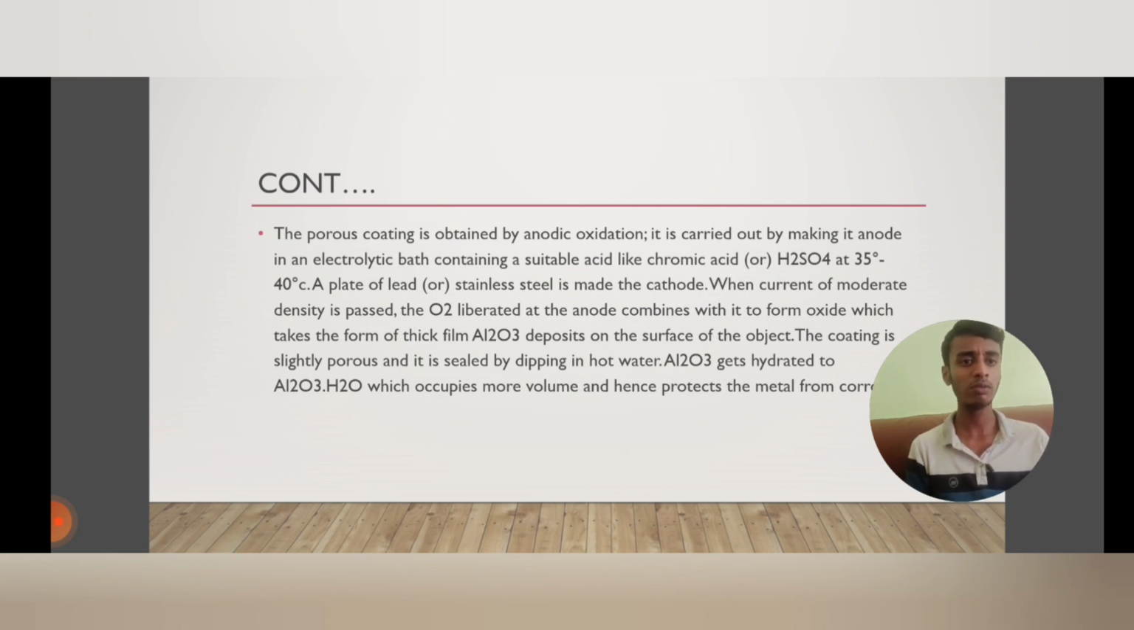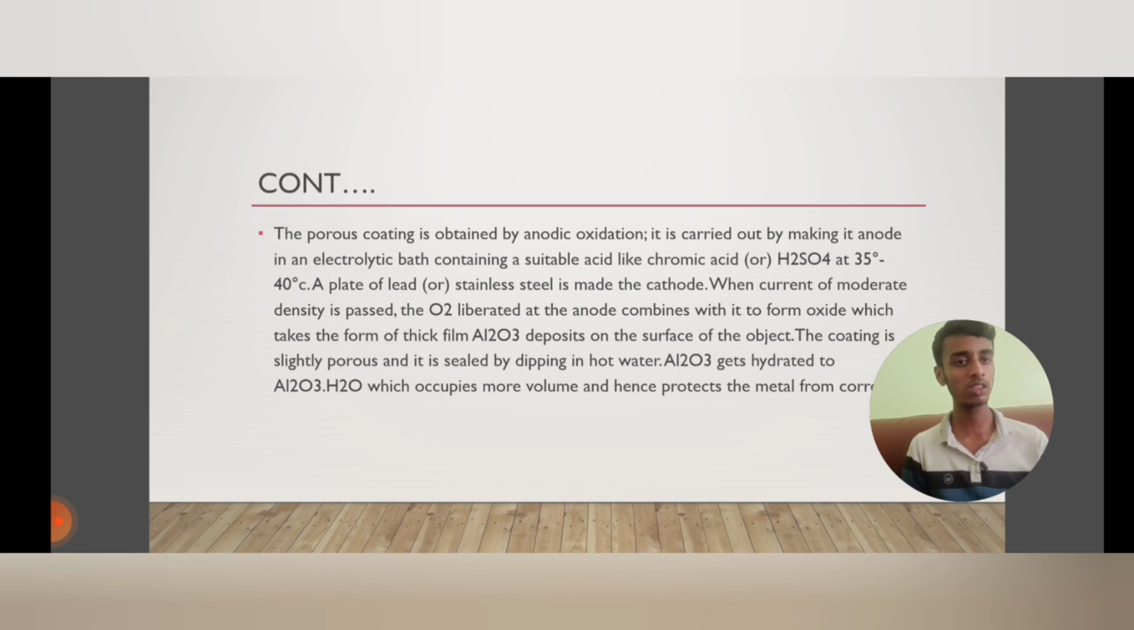It is carried out by making the aluminum an anode in an electrolytic bath containing a suitable acid like chromic acid or H2SO4 at 35 to 40 degrees. It is the mean temperature at which it gets oxidation. A plate of lead or stainless steel is immersed in the bath to act as a cathode. When a current of moderate density is passed, oxygen is liberated.